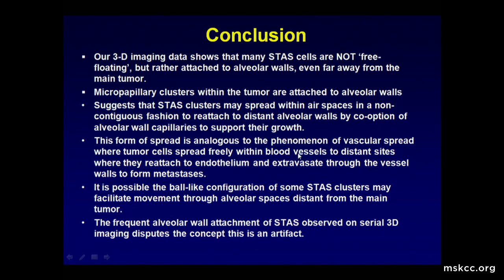This form of spread is analogous to the phenomenon of vascular spread, where tumor cells spread freely within blood vessels to distant sites where they reattach to endothelium and extravasate through the blood vessel walls to form metastasis. And I was trying to make a neural connection here, so I'll just talk about brain metastasis. So when lung cancer metastasizes to the brain, that's how it gets there. But in the lung, it can spread through the airspace through this mechanism of STAS detachment and then reattachment. And then it's possible this ball-like configuration of some STAS clusters can facilitate movement through the alveolar spaces distant from the main tumor.